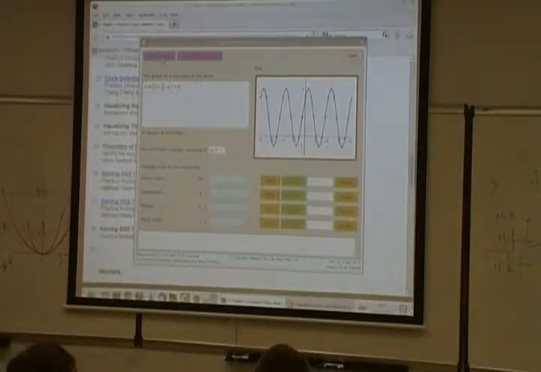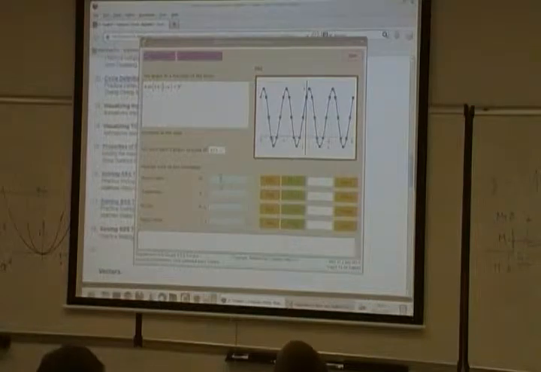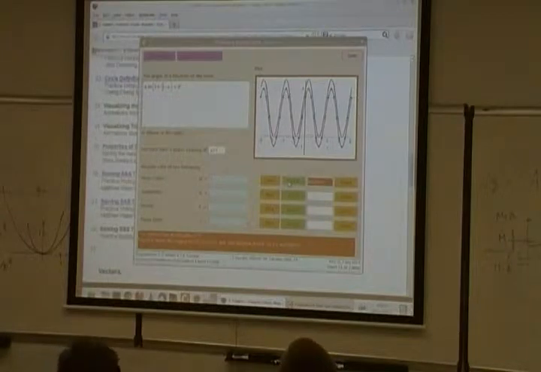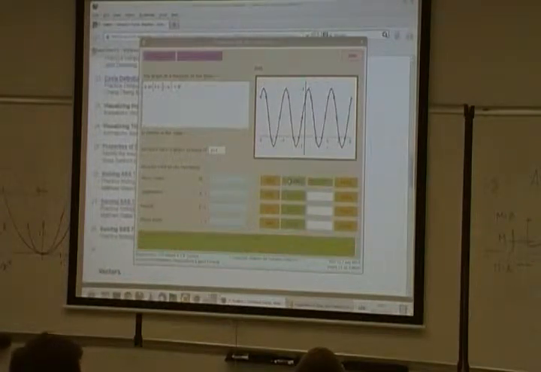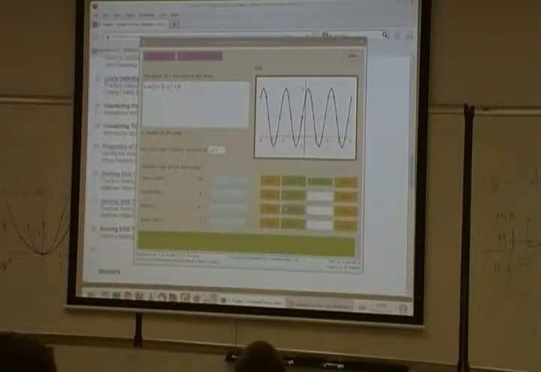then this is a new one. What's the midpoint? 3. Nope. 2. They're integers. Okay. What's the amplitude? 3. What is the period? 3.